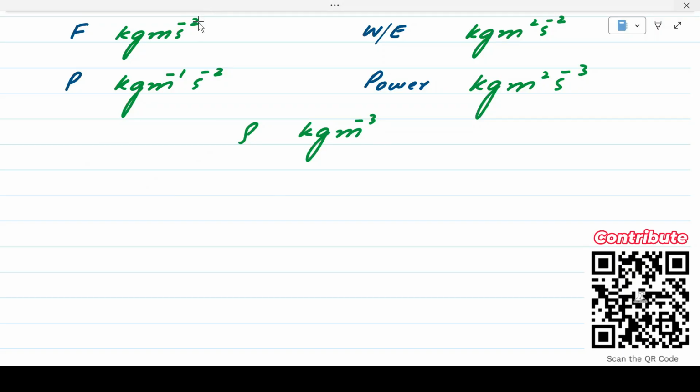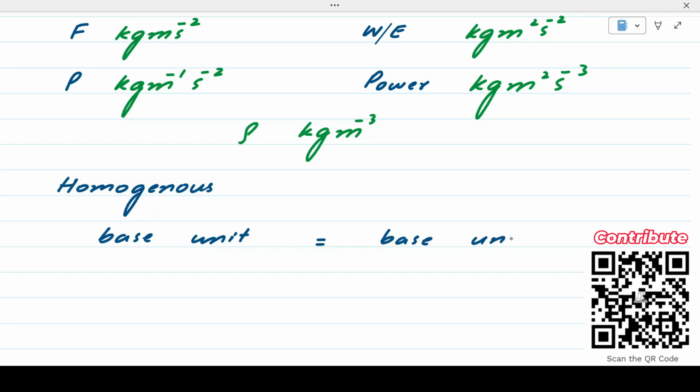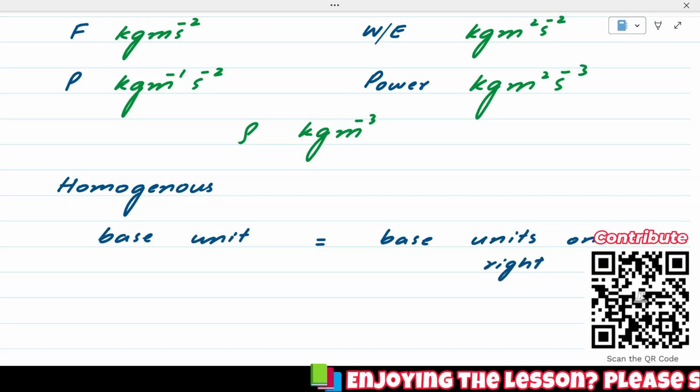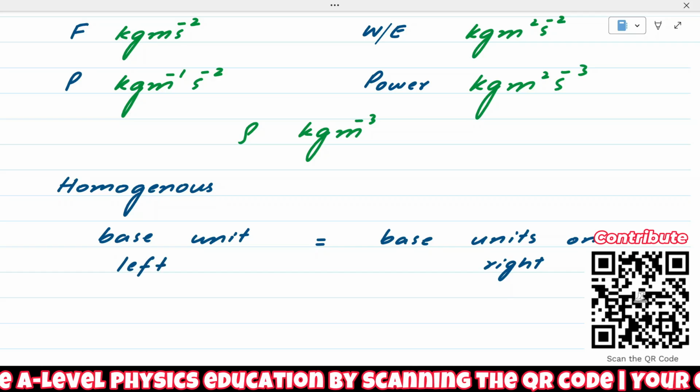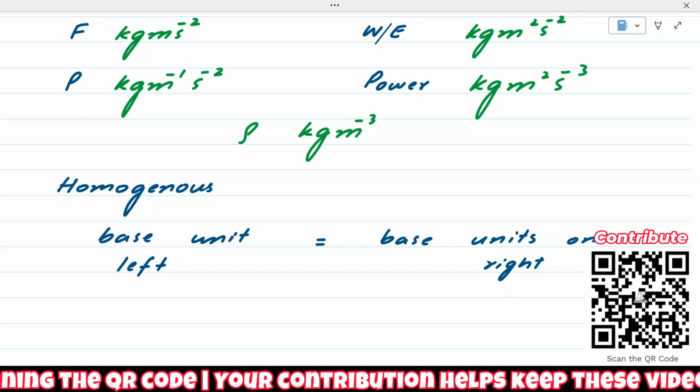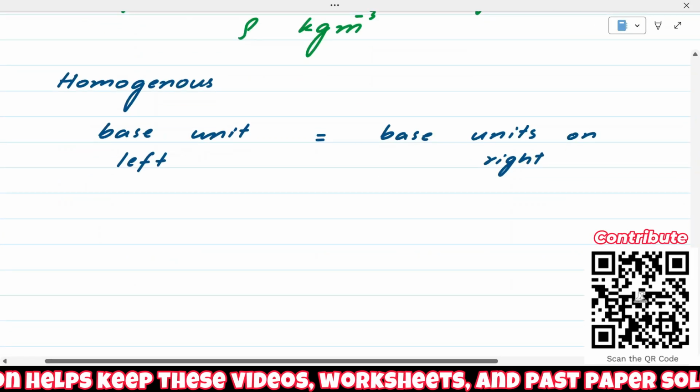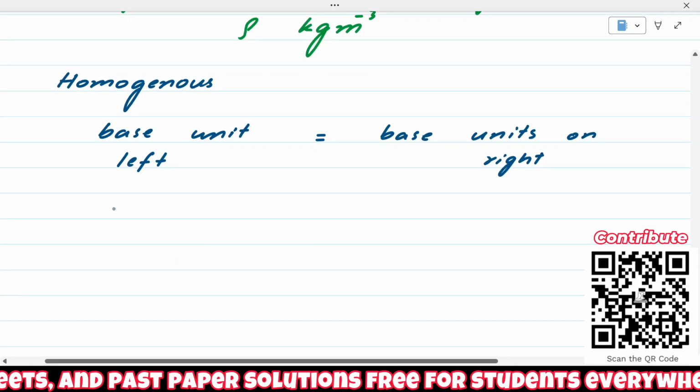If you need to show the equation is homogeneous, that is a very important concept. For homogeneity of an equation, the base units on the left side should be equal to the base units on the right side. So whatever you have on the left side of the equation, find and simplify the base units. And simplify the units on the right side. If they are the same, the equation is homogeneous.